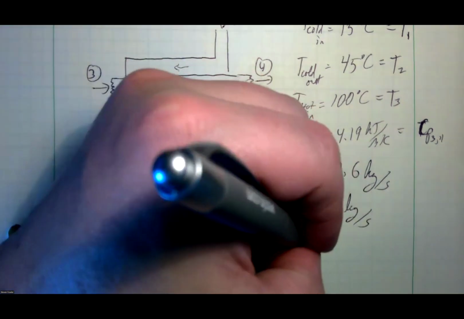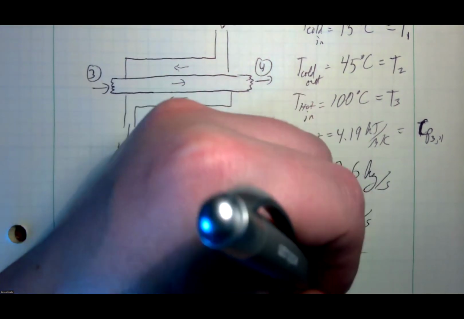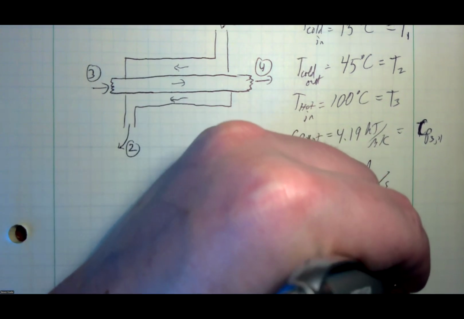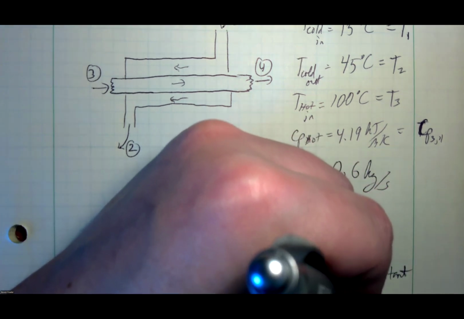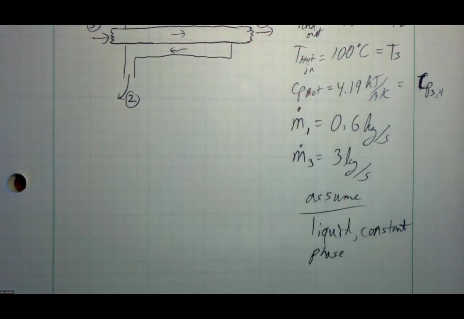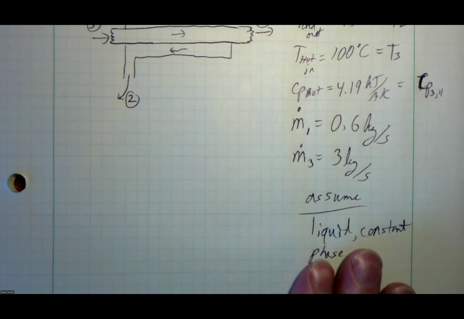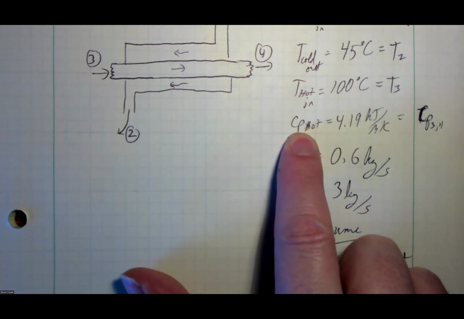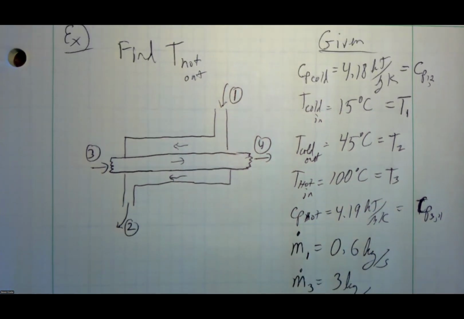And they've also told us to assume liquid constant phase. Now that's really important. If you remember when we talked about specific heats, I said if the liquid stays a liquid or the solid stays a solid, then I can use specific heats. But if I don't know that it's staying constant phase, the specific heat changes once the phase changes. So if I'm dealing with any kind of ice crystals in there, or if I'm dealing with any kind of vapor in there, the specific heat's different. But if I've got liquid staying liquid or solid staying solid, I can use specific heat to find the change in enthalpy.